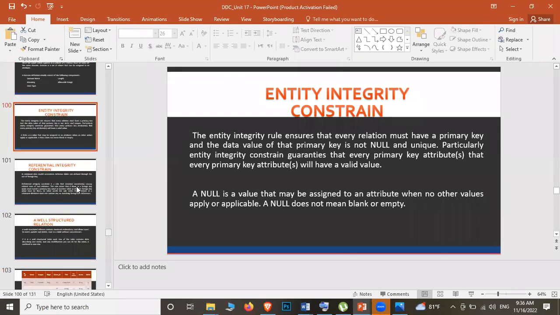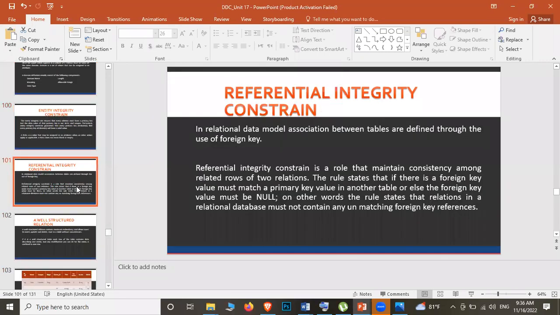And then referential integrity constraint. In the relational data model, association between tables is defined through the use of foreign keys. Referential integrity constraint is a rule that maintains consistency among related rows of two relations. The rule states that a foreign key value must match a primary key value in another table, or else the foreign key value must be null. In other words, a relational database must not contain any unmatched foreign key references.